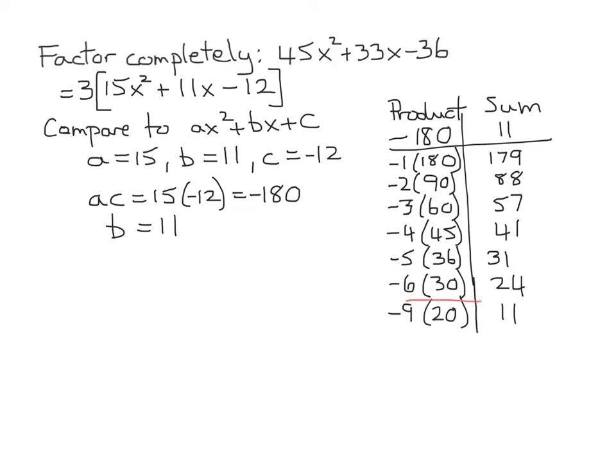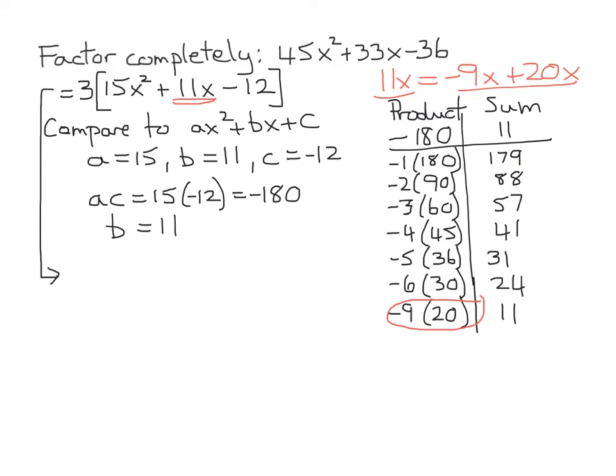Now these two numbers are the numbers I need, but remember they're not the factors. They're the two numbers that are going to help me do our factoring. So what I want to do with those two numbers is take this middle term, my 11x, and rewrite it as negative 9x plus 20x. As you can see, negative 9x plus 20x gives us 11x.